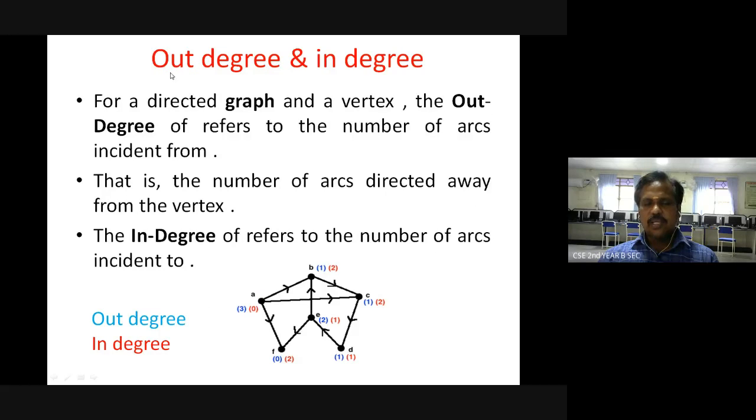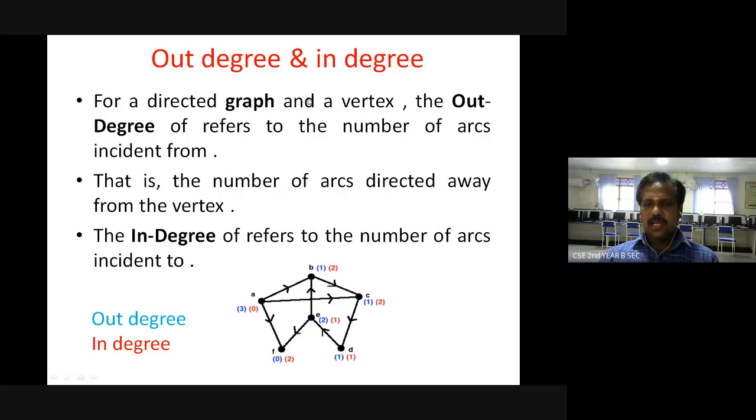Next point, in degree and out degree. How do we calculate out degree and in degree using a graph? The graph should be a directed graph. Only then can we calculate the out degree and in degree of a graph.